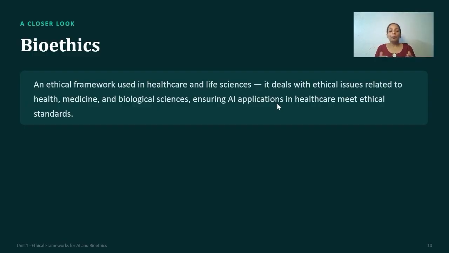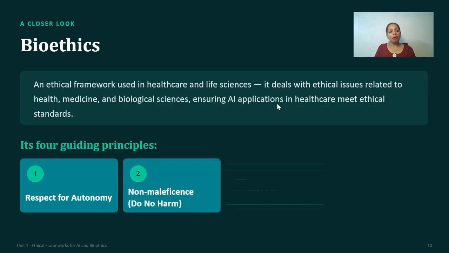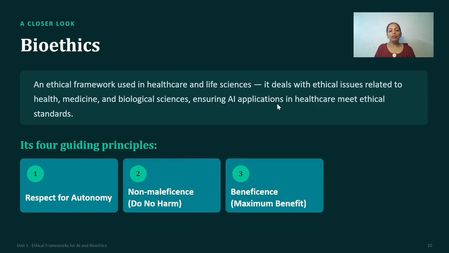Now coming to bioethics, which is a sector based framework. We will unpack its four principles and a real case study next. Bioethics is an ethical framework used in healthcare and life science. It deals with ethical issues around health, medicine, biological science, making sure AI applications in healthcare meet ethical standards. There are four core principles of bioethics: respect for autonomy, non maleficence or do not harm, beneficence or maximum benefit, and the last one is justice.